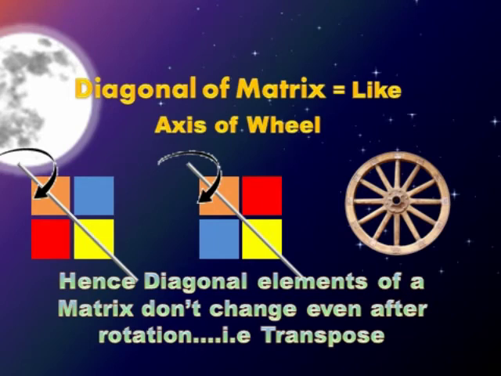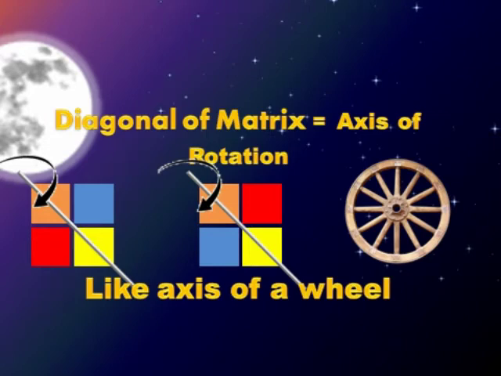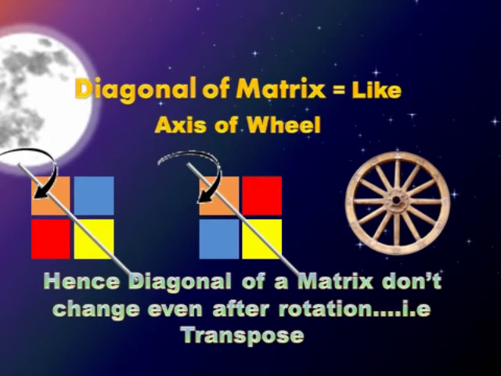You might have seen that the diagonal elements of a matrix never change even after taking the transpose. This is because the diagonal is like the axis of a wheel, and that is why the diagonal elements stay where they are even after taking the transpose. This is very similar to the axle of a wheel remaining where it is even during the rotation of the wheel. Everything else moves up and down. The elements close to the axle or on the axle stay where they are.